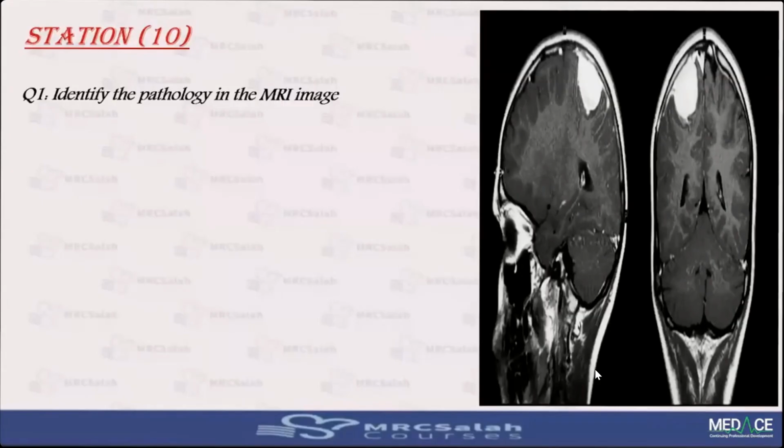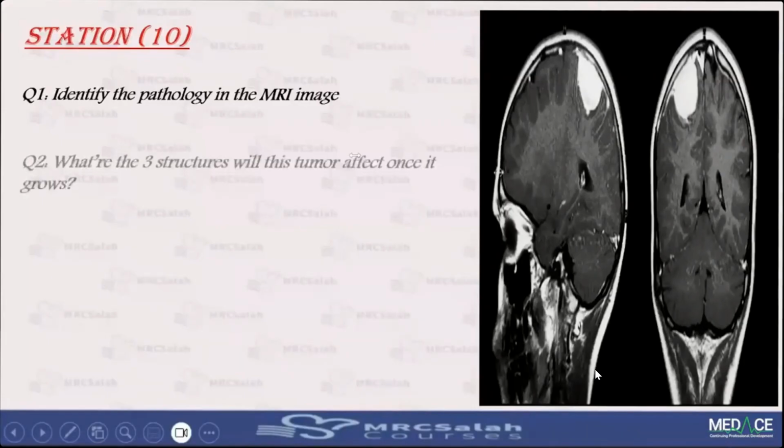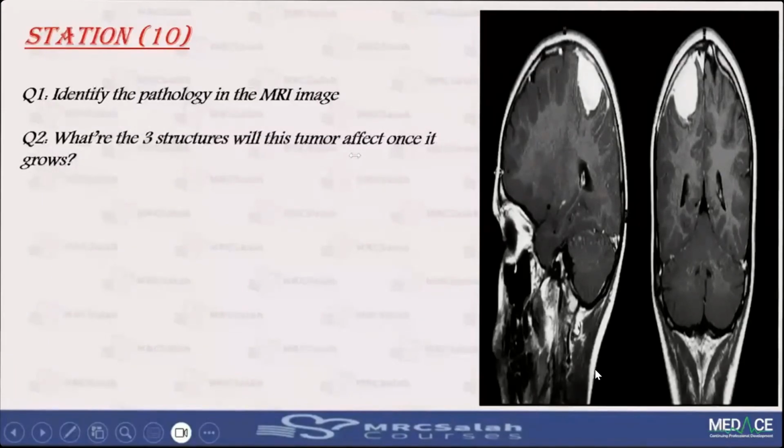That's what I have. Pretend that you are seeing it for the first time and try to describe it. Yes, you have a hyperdense mass here. What are the three structures this tumor will affect once it grows? It can affect the superior sagittal sinus, the cerebral hemisphere, and I think maybe the middle meningeal artery. The motor area in the hemisphere.